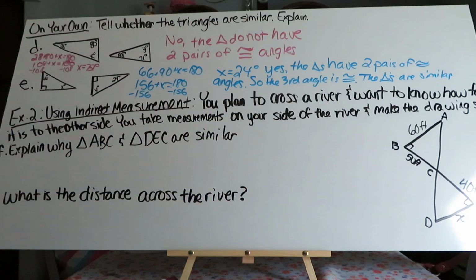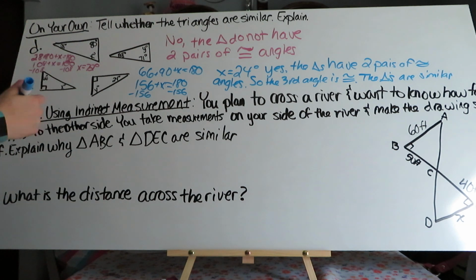All right, example 2, using indirect measurement. You plan to cross a river and want to know how far it is to the other side. You take measurements on your side of the river and make the drawing shown. Explain why triangle ABC and DEF are similar. What is the distance across the river?